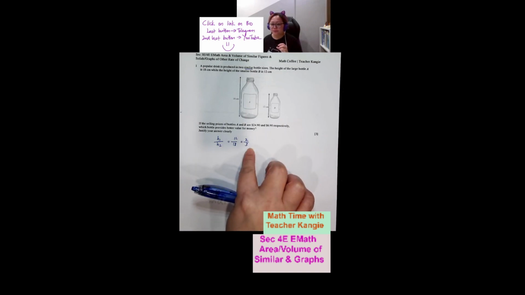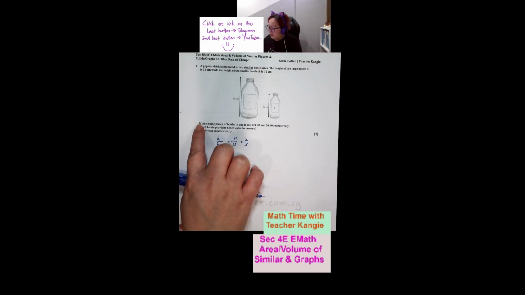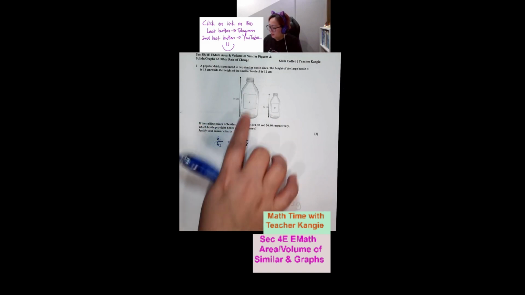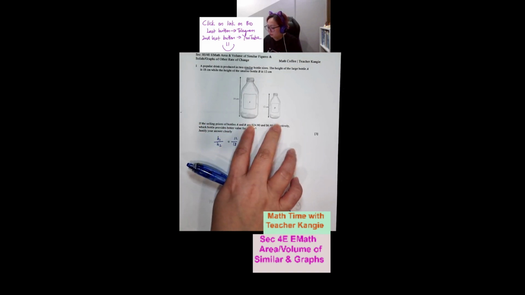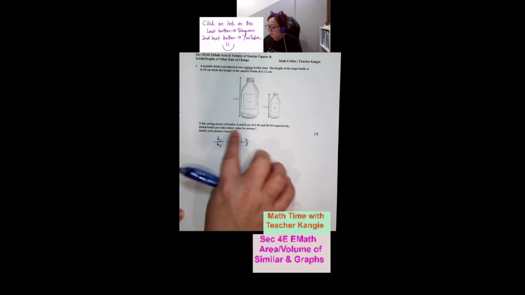then you're going to use height ratio. Okay, so now they tell us the selling price of bottle A and bottle B is these two amounts. They ask you which bottle provides better value for money. So first thing is you have to ask yourself, if we talk about money, it depends on the question. It's not necessary that it must be related to volume ratio. Sometimes it's area ratio. So it depends. So now you look at these two bottles.